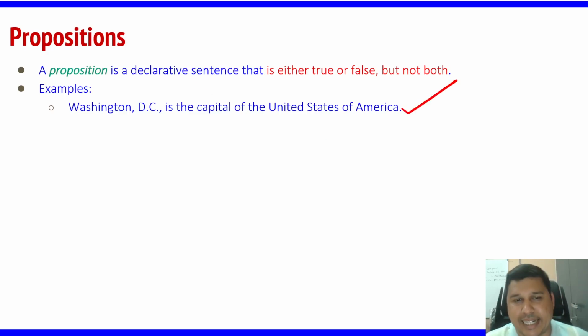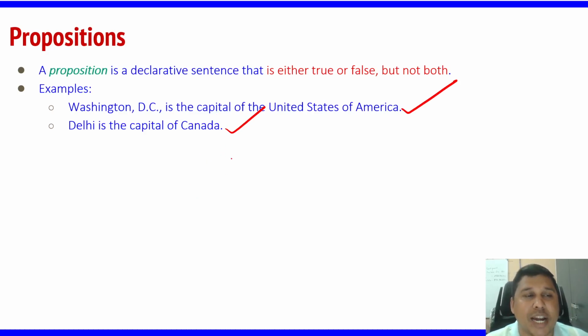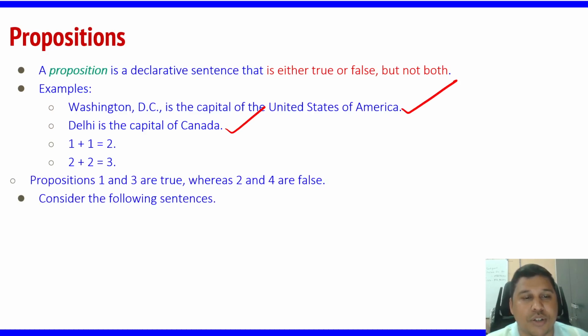Let's see examples. Washington DC is the capital of USA. It is a declarative statement. It can be true or false. Delhi is the capital of Canada. It's a declarative statement. It is false, but it's still a declarative statement. So all such statements are called propositions. 1 plus 1 equal to 2, 2 plus 2 equal to 3. All these are propositions.